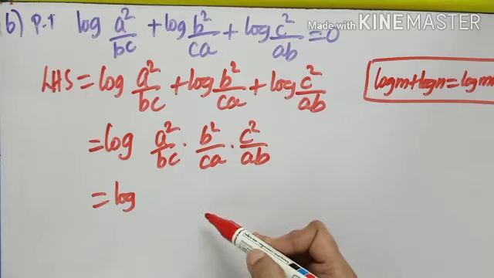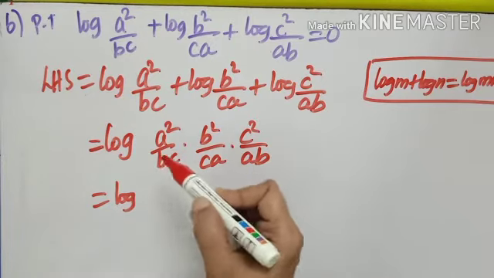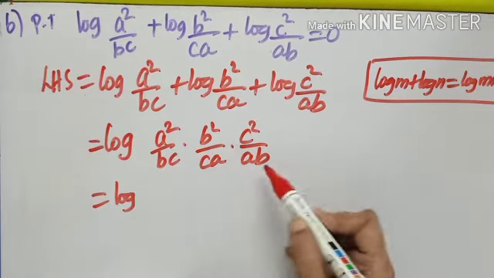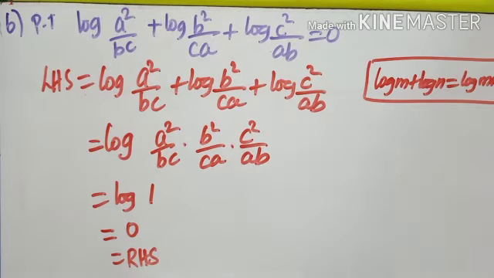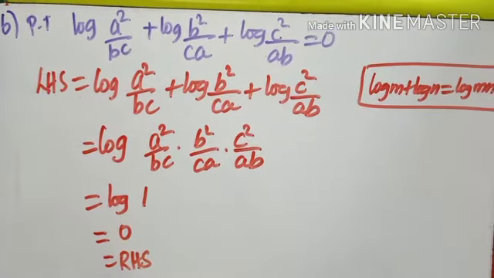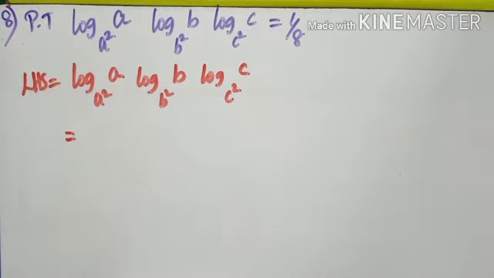See what you get actually. C square cancels. A square cancels. B into b square cancels. I am left with 1. Log 1 is 0 and 0 is the RHS, hence the problem.